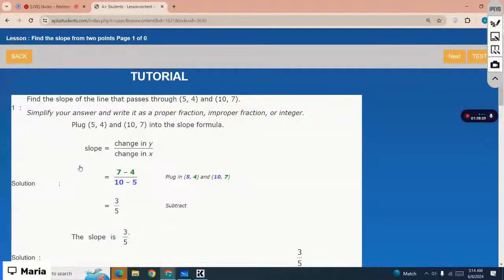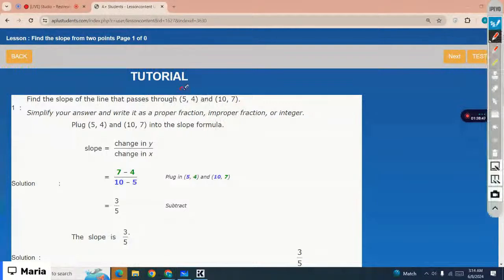So you just need to use the formula, that is y2 minus y1 over x2 minus x1, and you can calculate the slope. This is x1, this is y1, this is x2, this is y2. y2 minus y1, 7 minus 4. x2 minus x1, 10 minus 5, that is 3 by 5. So the slope is 3 by 5. The correct option is 3 by 5.